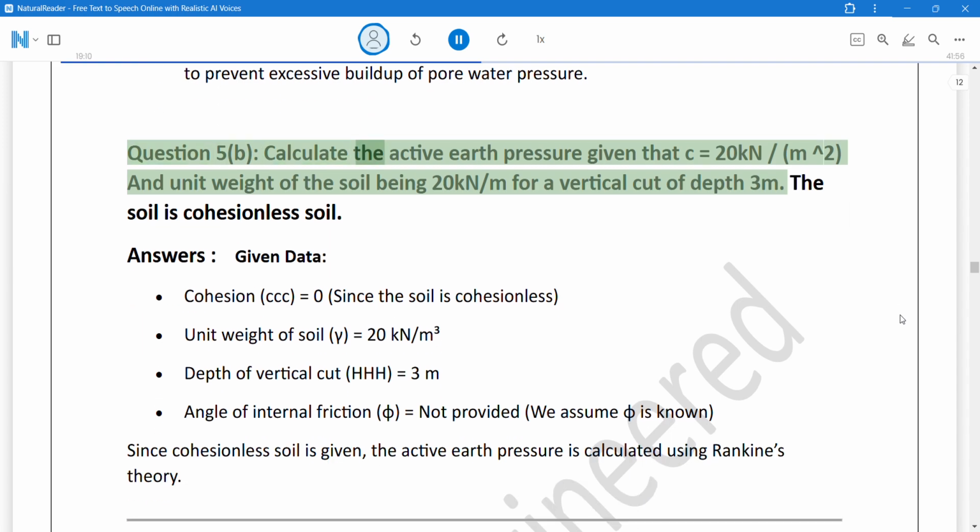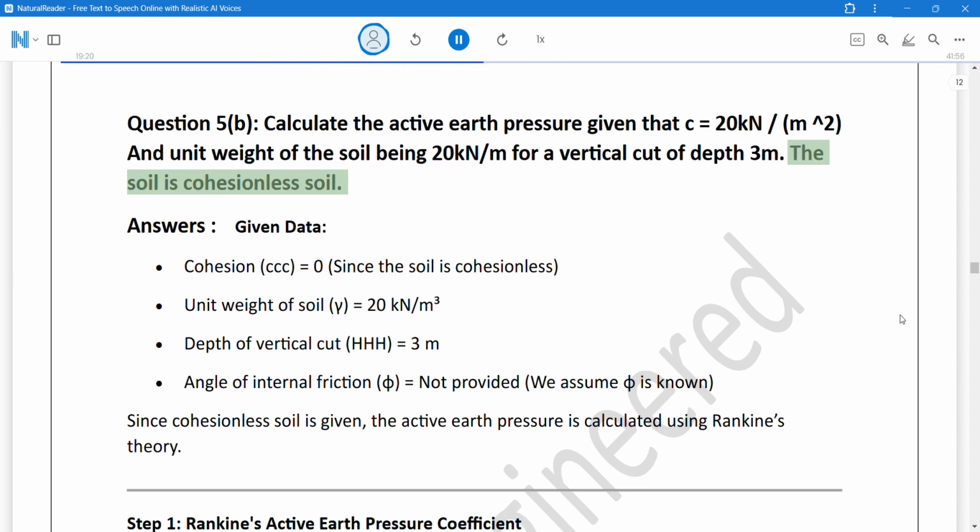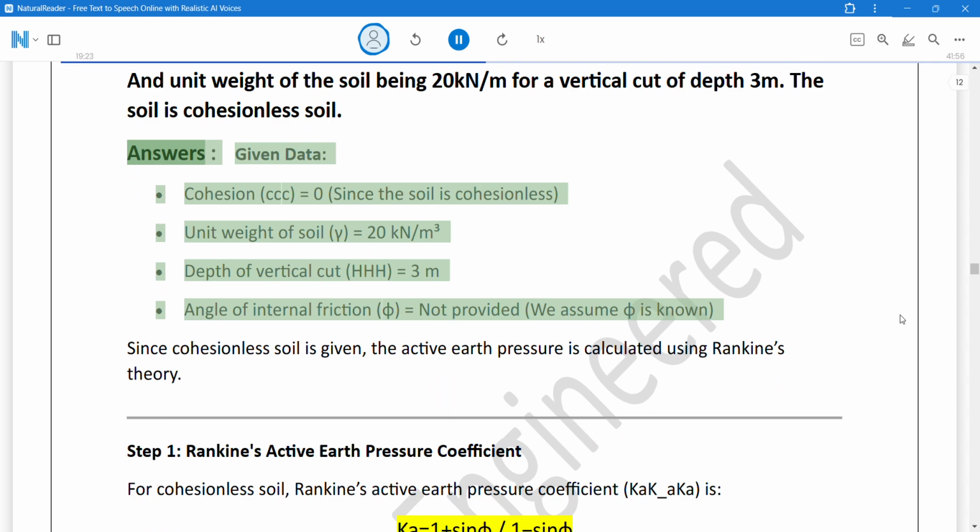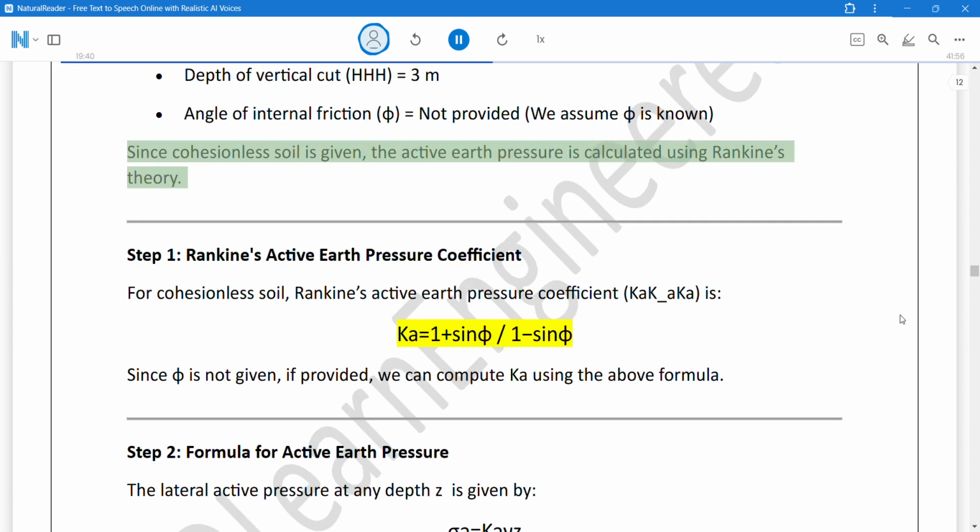Question 5. Calculate the active earth pressure given that c equals 0 and the unit weight of the soil being 20 kN/m cubed for a vertical cut of depth 3 m. The soil is cohesionless soil. Answer: given data, cohesion equals 0, unit weight of soil equals 20 kN per cubic meter, depth of vertical cut equals 3 m, angle of internal friction not provided.